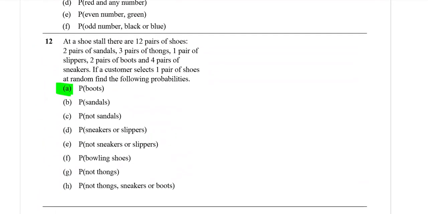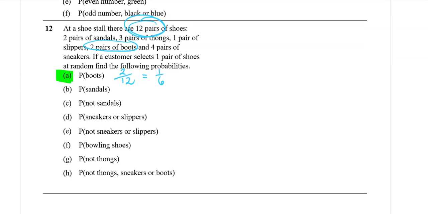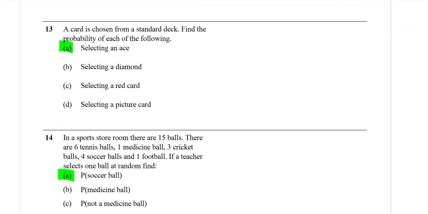At a shoe stall, there are 12 pairs of shoes, 2 pairs of sandals, 3 pairs of thongs, 1 pair of slippers, 2 pairs of boots, and 4 pairs of sneakers. If a customer selects 1 pair of shoes, find the probability of boots. There were 2 pairs of boots, so 2 will go on the top, out of the total, which was 12 shoes that we were told from the beginning. Dividing top and bottom by 2, that will simplify to 1 over 6. And you can do the rest of those ones in the same way.